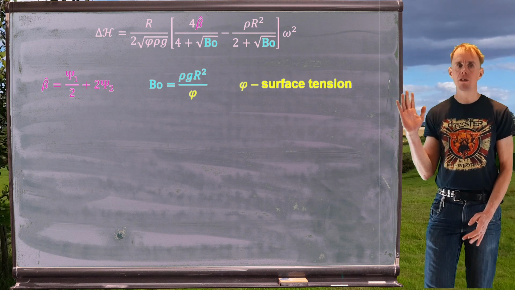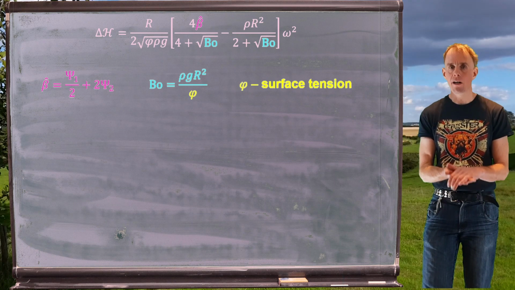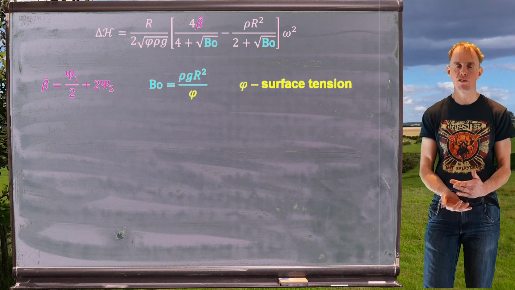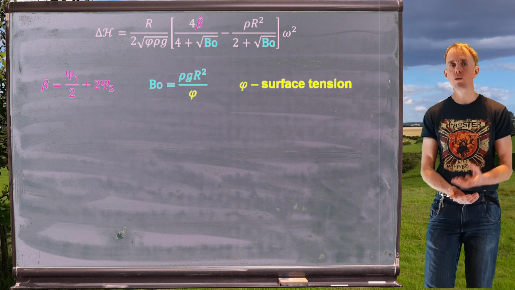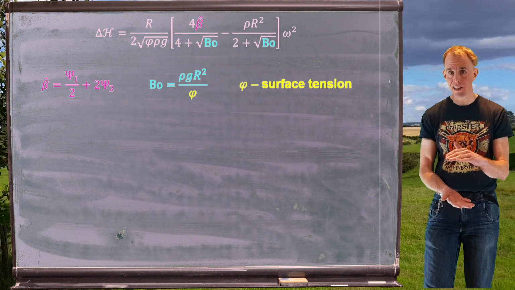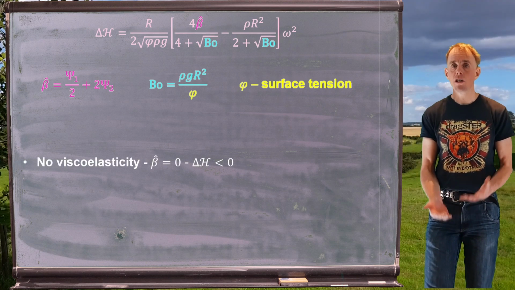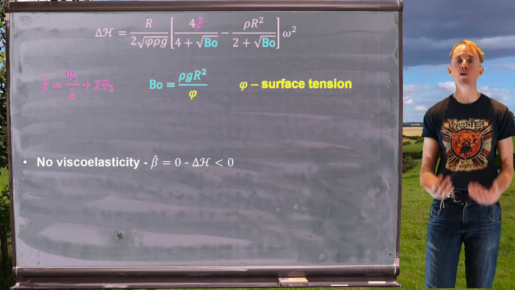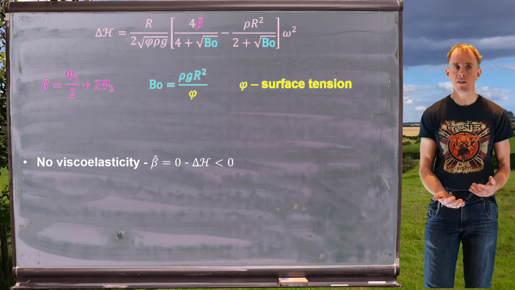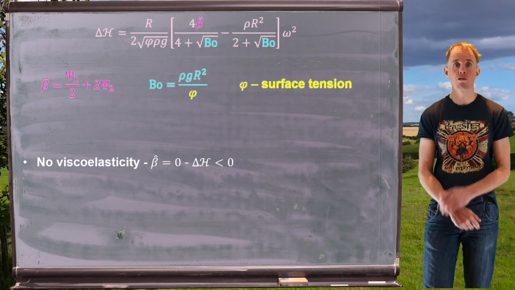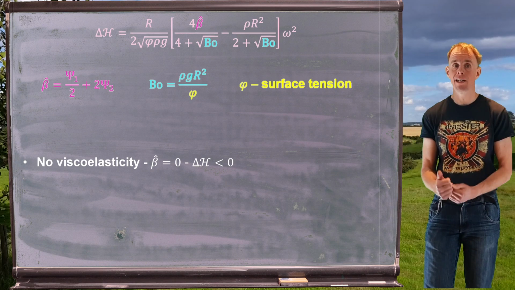So there on the board are the equations that describe the height gain due to the Weissenberg effect. And what we can do is look at what happens to that height gain for differing levels of viscoelasticity. We can start off by saying, well, what happens if there's no viscoelasticity? In this case, my first and second normal stress coefficients are both 0, hence beta hat is 0.